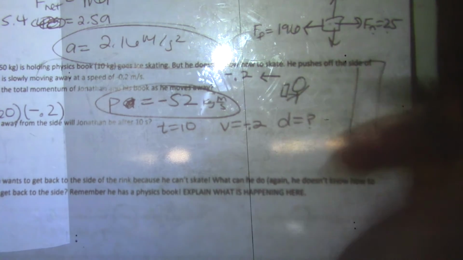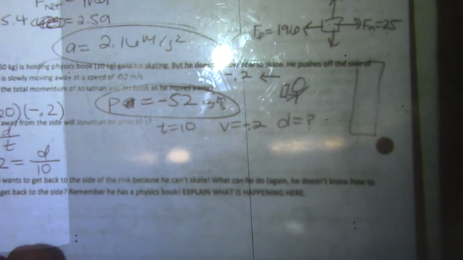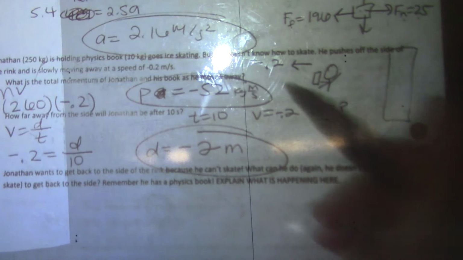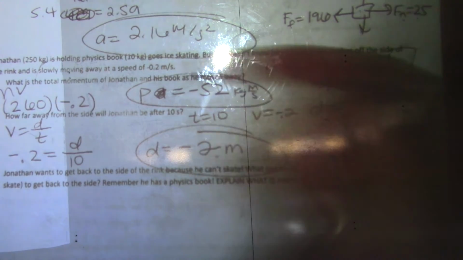How far away will he be after 10 seconds? So t equals 10. I know the velocity is negative 0.2, and I'm looking for distance. This isn't accelerating, right? He's just moving at this constant velocity, so I can use the v equals d over t equation. Velocity is negative 0.2. Distance, I don't know. The time is 10. Multiply this up to get distance by itself, so that gives me a distance of negative 2 meters. So he's going pretty slow, so after 10 seconds he'll just be 2 meters away, and in the negative direction because the velocity was negative.